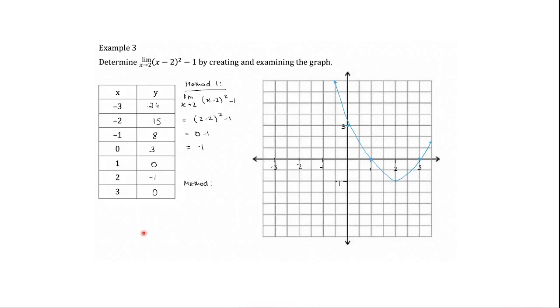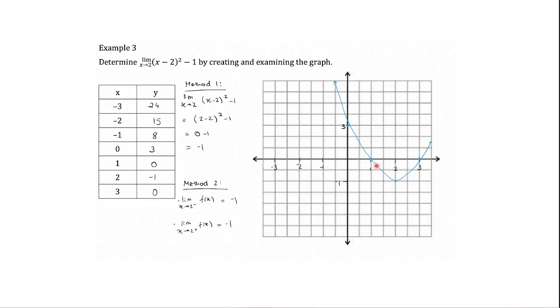we can use our one-sided limits using the graph, right? And so we're going to have the limit of f of x as x approaches 2 from the left is equal to -1. And we are also going to have the limit of f of x as x approaches 2 from the right is also equal to -1.